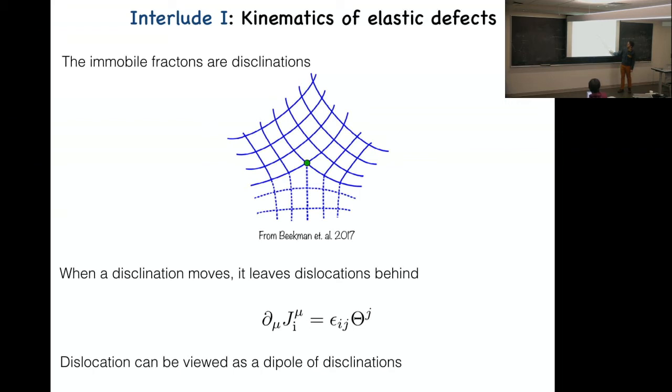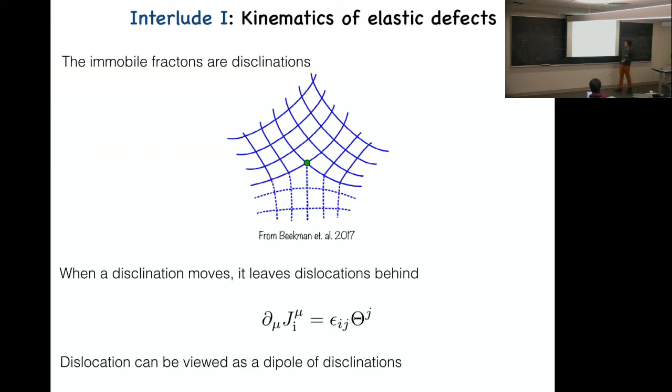Every dislocation can always be visualized as a dipole of two disclinations. Now, if you prefer elastic language, it's quite difficult to visualize because you have to draw two disclinations and then try to see whether you get a Burgers vector when you go around, and you will.